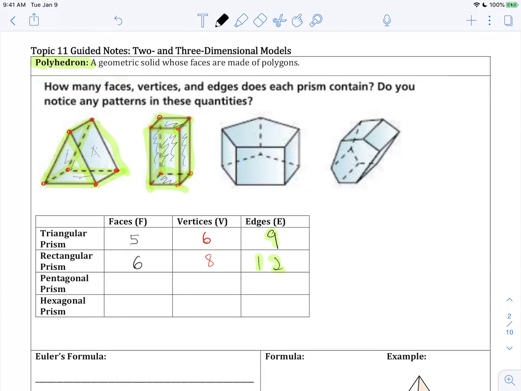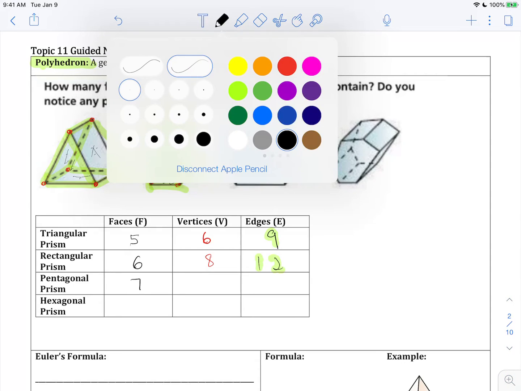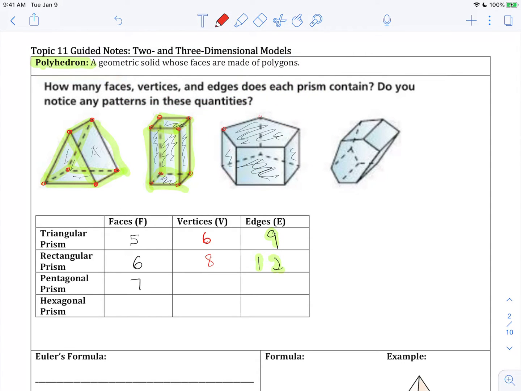Okay, we have the pentagonal one that has 7 faces. It has 10 vertices. And it has 15 edges.